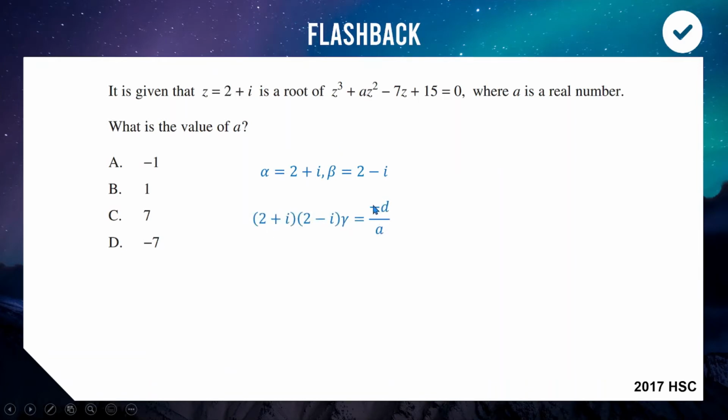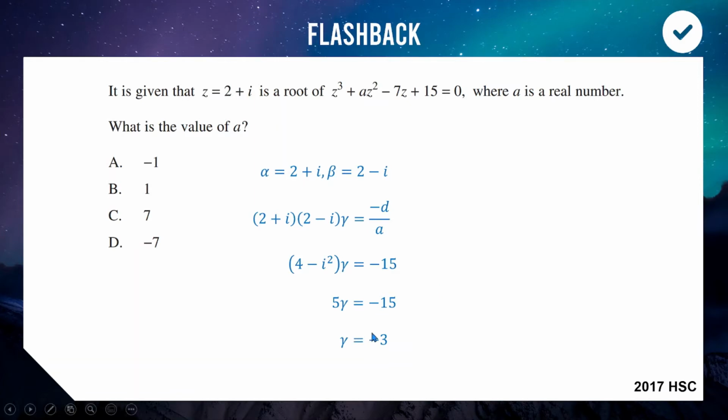This is equal to minus d over a in any cubic polynomial. Now expanding 2 plus i and 2 minus i, we'll get 4 minus i squared. i squared, of course, being minus 1, so this gets us 5 gamma is equal to minus 15, because that is negative 15 divided by 1. Solving this, we get the third root, gamma, being equal to minus 3.